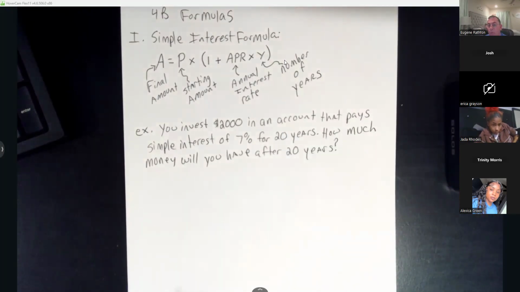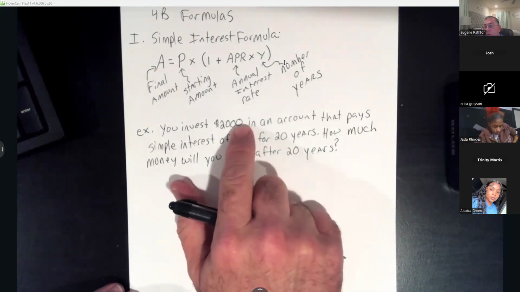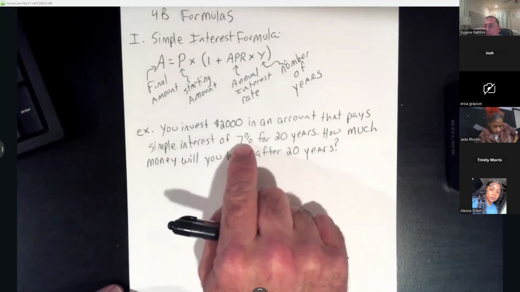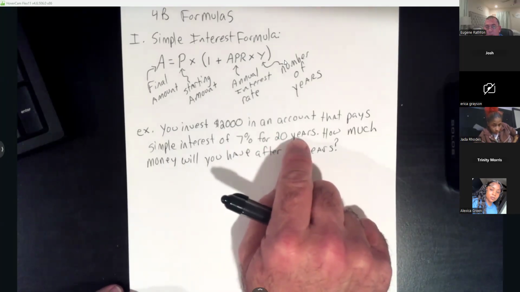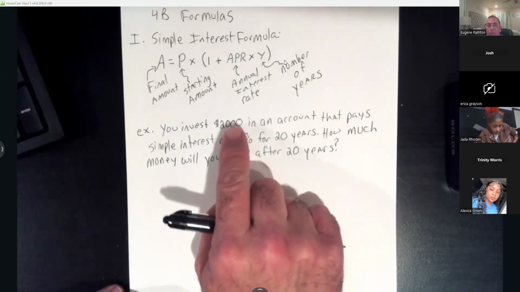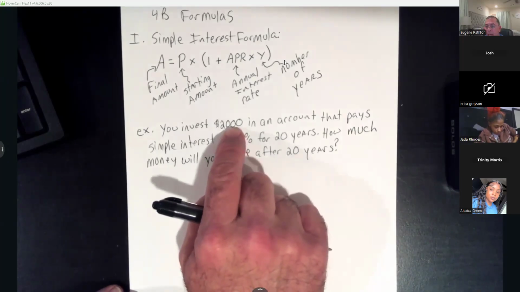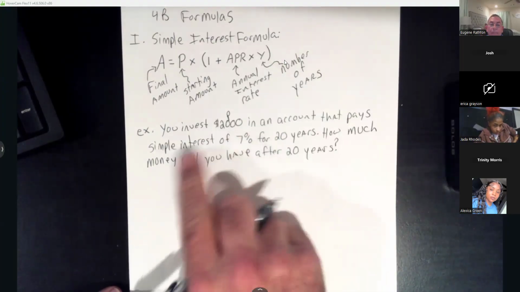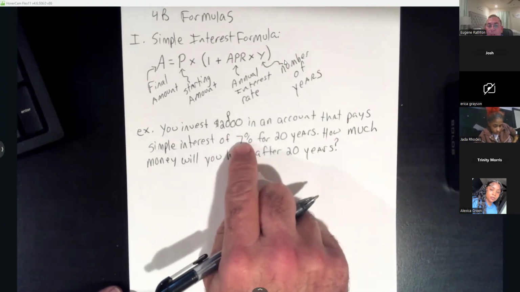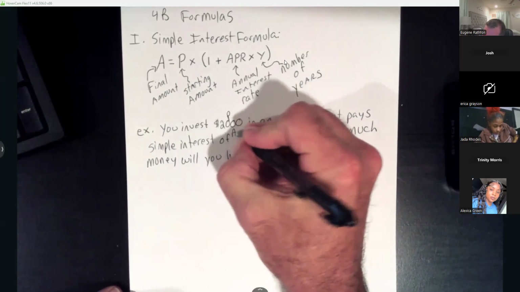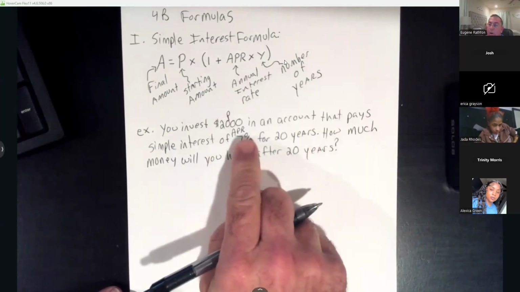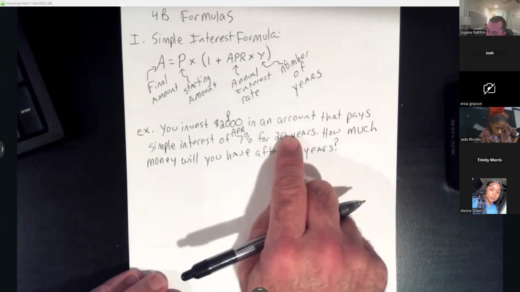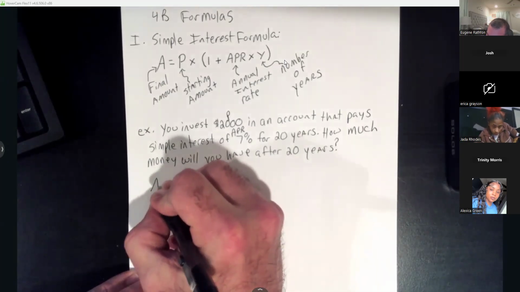Okay, so using our formula, we're going to figure out how much money you can turn $2,000 into if you have a simple interest of 7% for 20 years. Okay, so my P would be the 2,000. That's my starting amount. Our annual percentage rate is 7%. But remember, we're going to turn that into a decimal, and then our years will be 20. So y'all, let's plug these in.